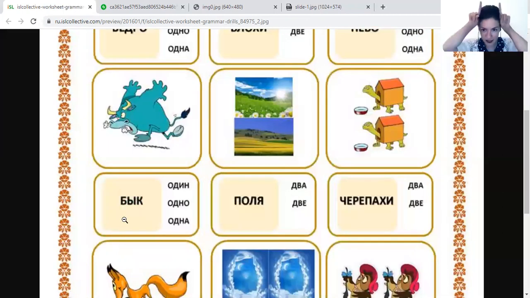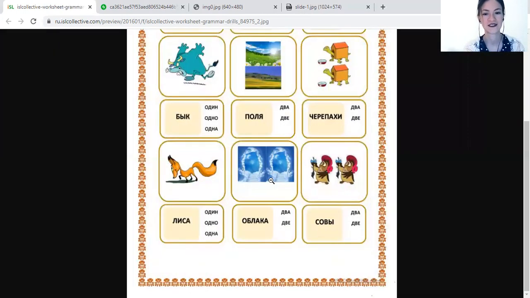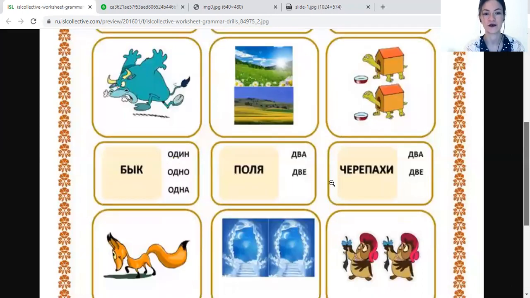Бык. It means bull. Бык is masculine because it finishes with a consonant. So один бык. Поля. Oh no, I was wrong, I was reading it incorrectly. Поле is neutral, so we should choose два поля, two fields.